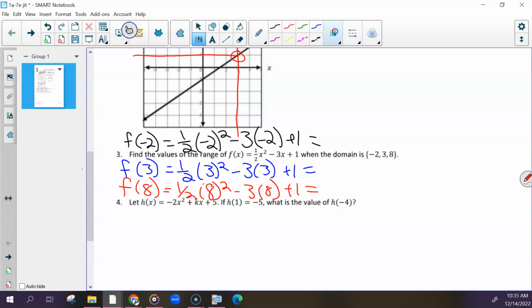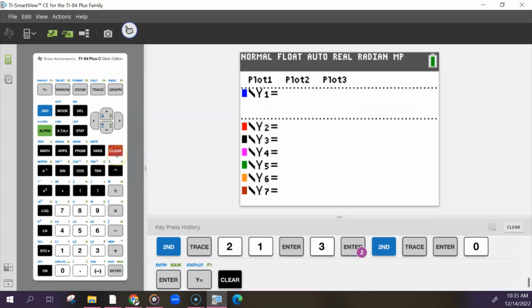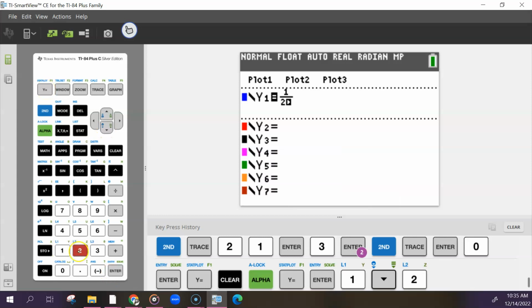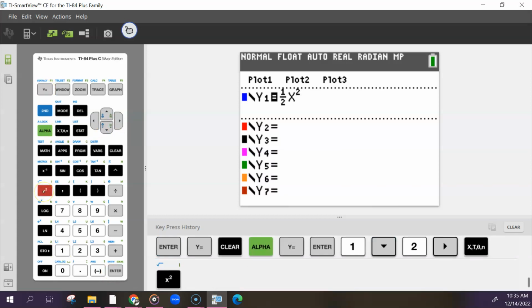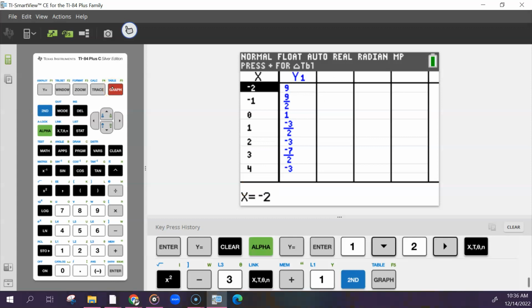So you could do each of these by hand or in your calculator separately. I'm going to put them all in together. So in my calculator, I'm going to go into y equals and clear out whatever's there. Type in my function, y equals 1/2 x squared minus 3x plus 1. Go into my table, second graph, and then I'm looking for 3 values, -2, 3, and 8.